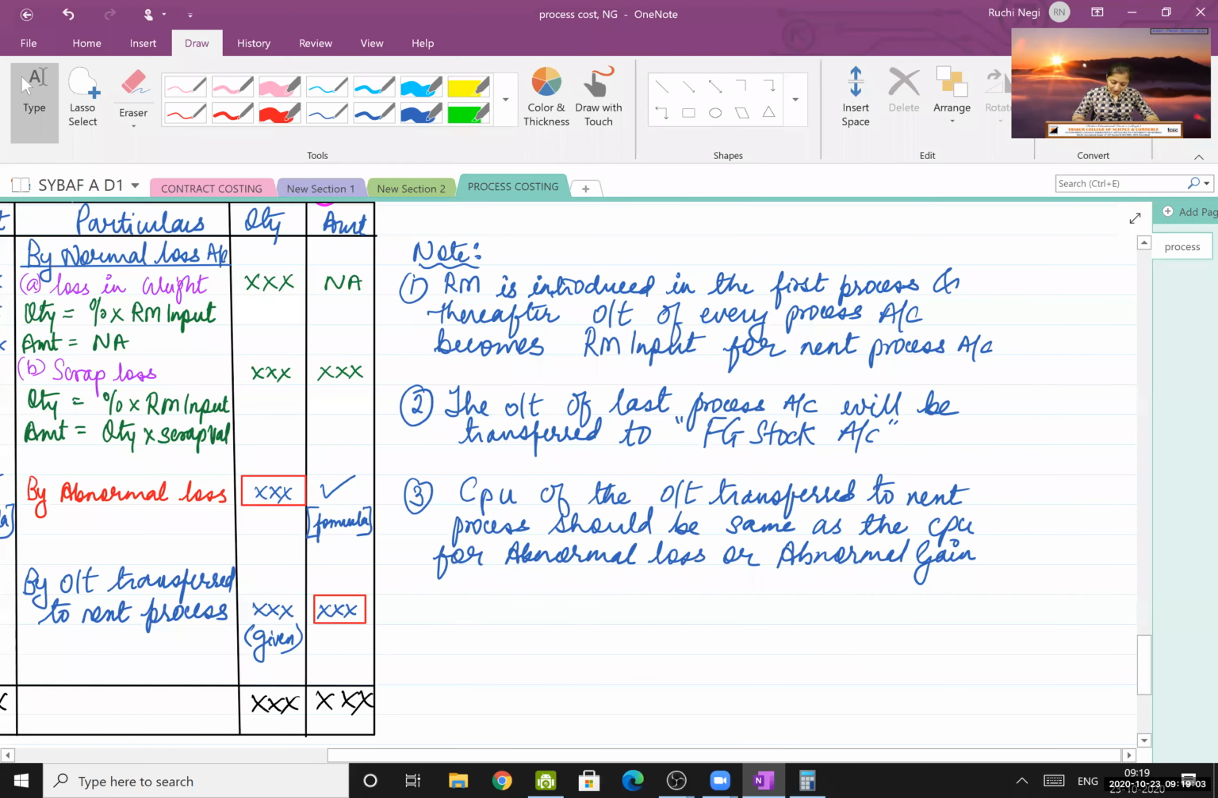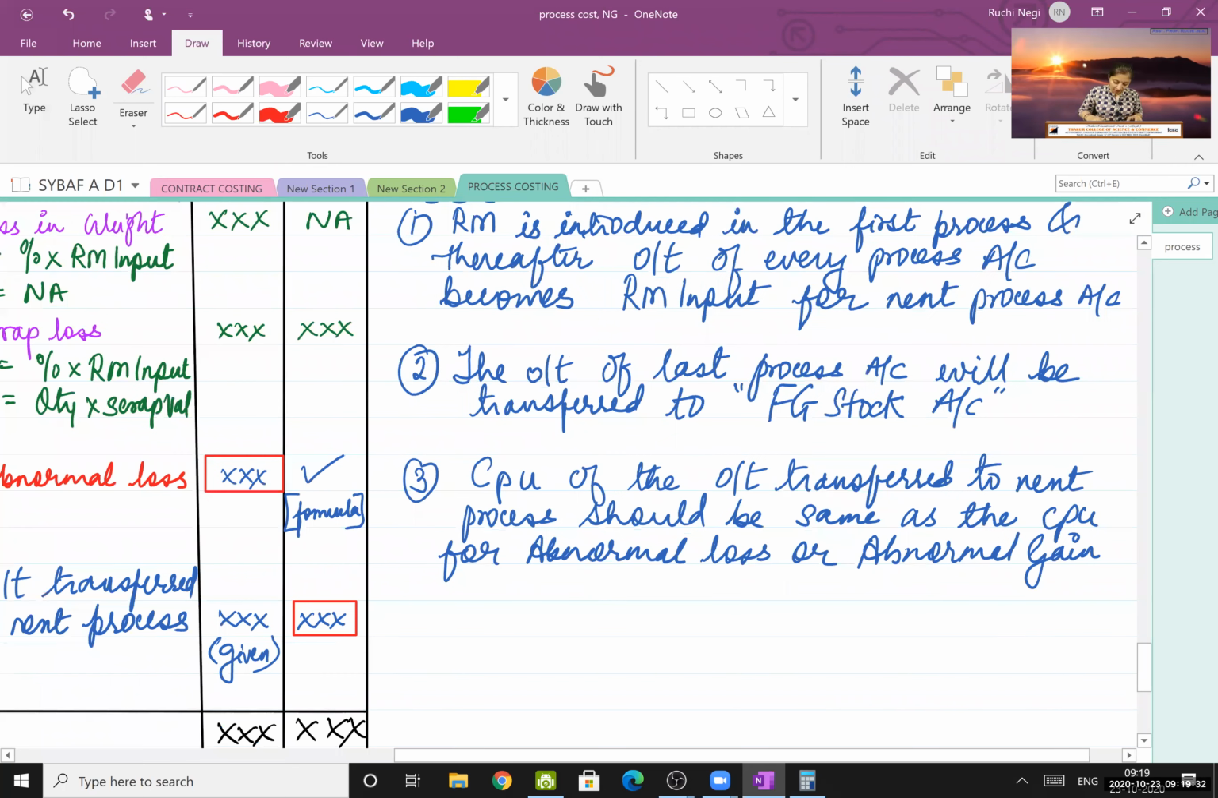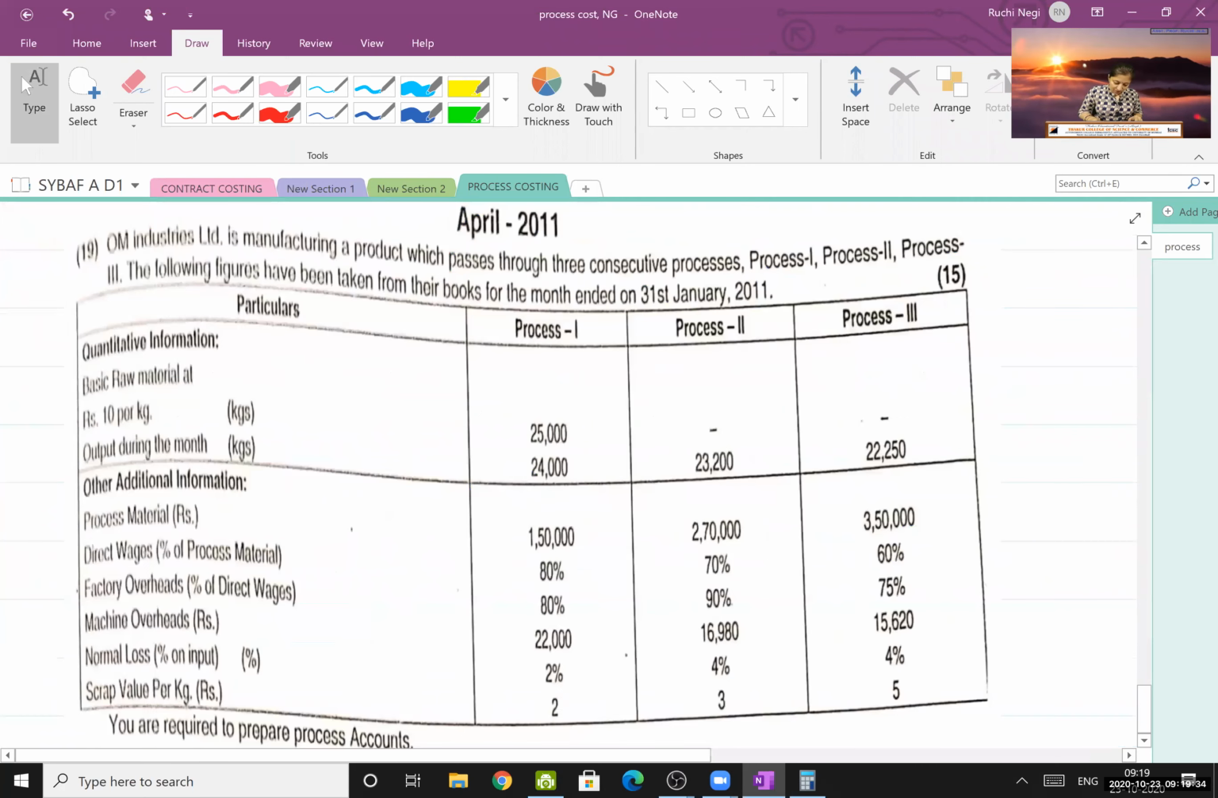Okay, and this is a note that I have given you. Raw material is introduced in the first process, and thereafter output of every process account becomes raw material input for the next process account. Okay, all these three notes, I will show you their application one by one when I'm doing sums today. Just remember, I will explain these three notes one by one along with the sum, so it will be clear to you. Okay, this is the probable question.